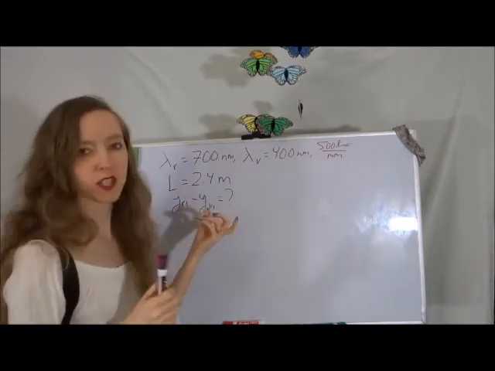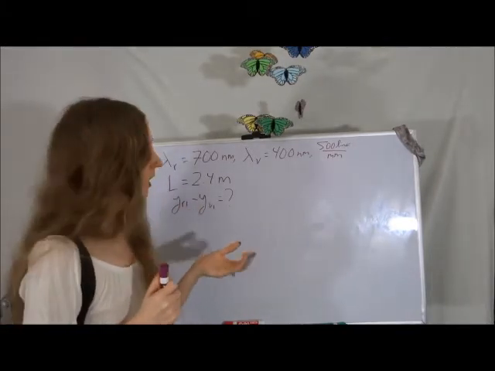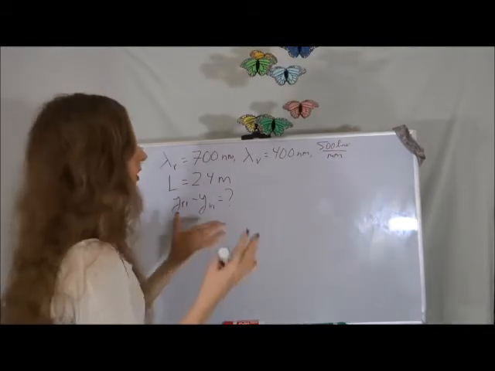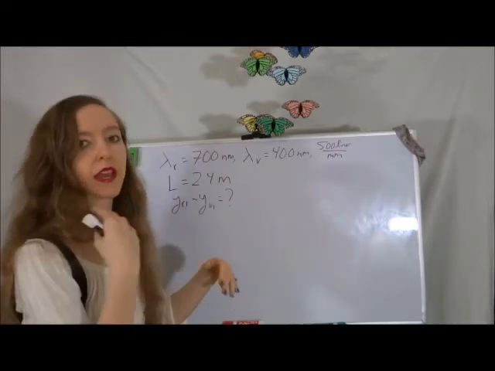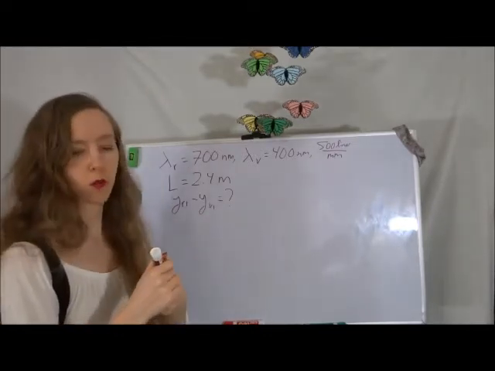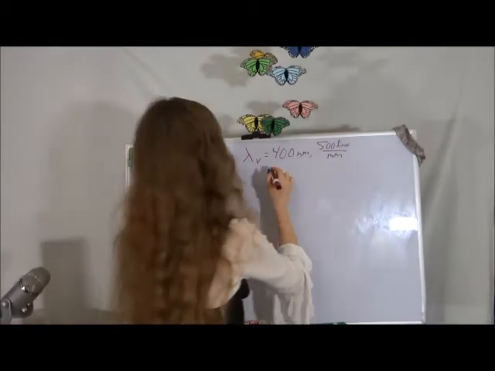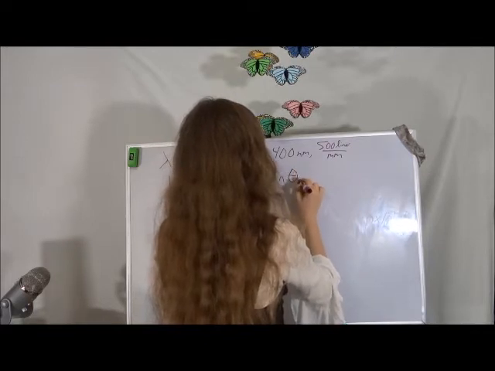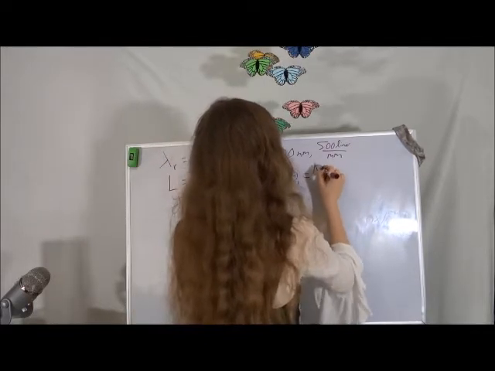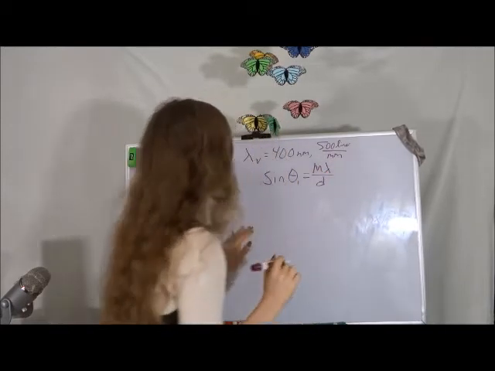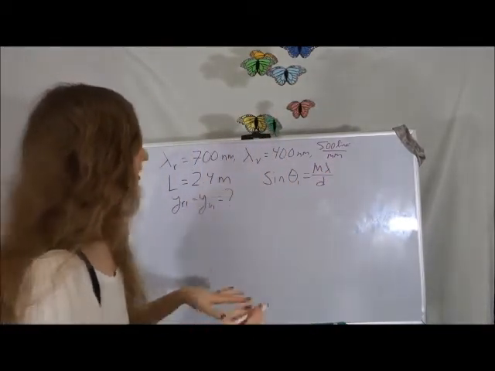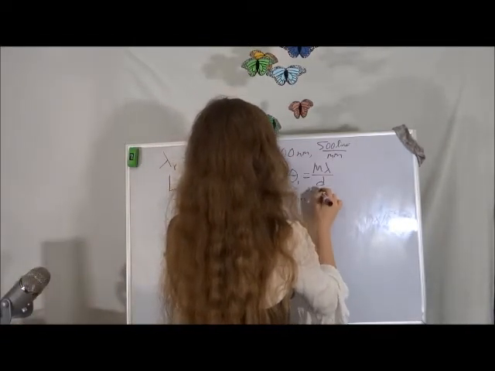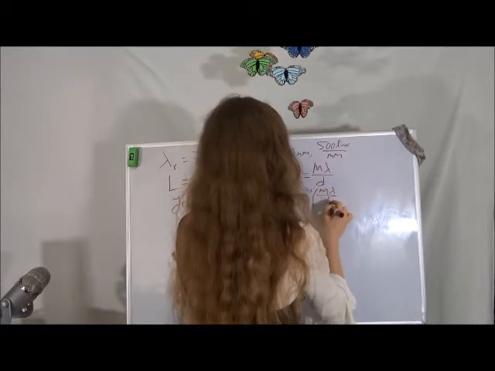So we learned that y sub m is equal to L tangent theta sub m. We know what L is. We don't know what our angle is though. So we're going to have to use our other equation to solve for the angle, and then plug that back in and get our y values. So on Wednesday we learned that sine theta is equal to m lambda over d for our bright fringes. So we're going to take the arc sine of both sides. We're going to have theta 1 is equal to arc sine of m lambda over d.